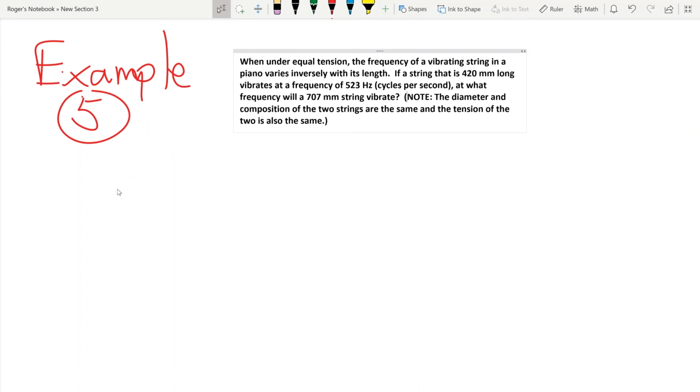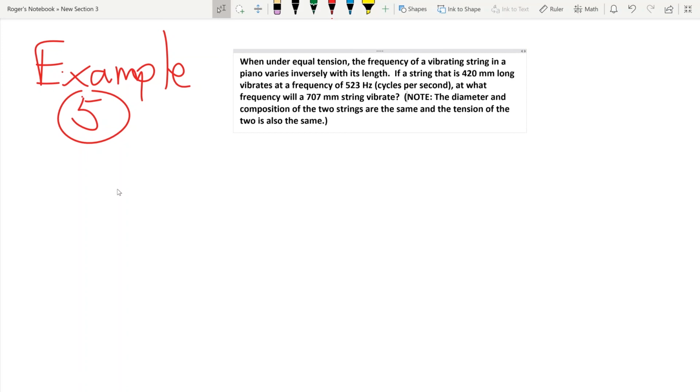When under equal tension, the frequency of a vibrating string in a piano varies inversely with its length. If a string is 420 millimeters long, and if it vibrates at a frequency of 523 hertz, or cycles per second, at what frequency will a 707 millimeter string vibrate? Okay, so frequency varies inversely with the length. So how would we write that?